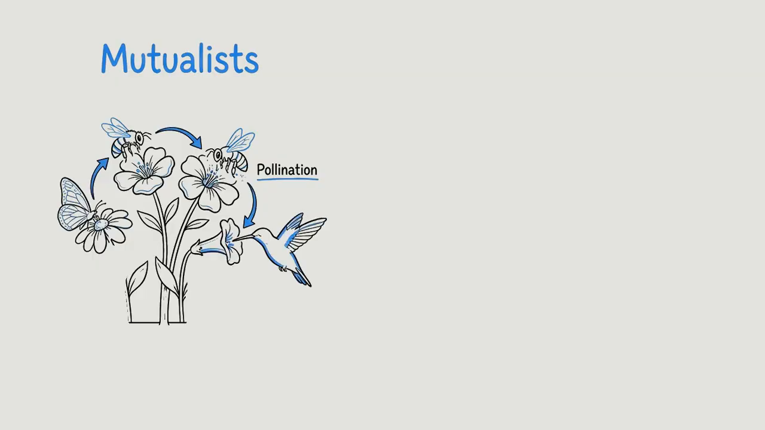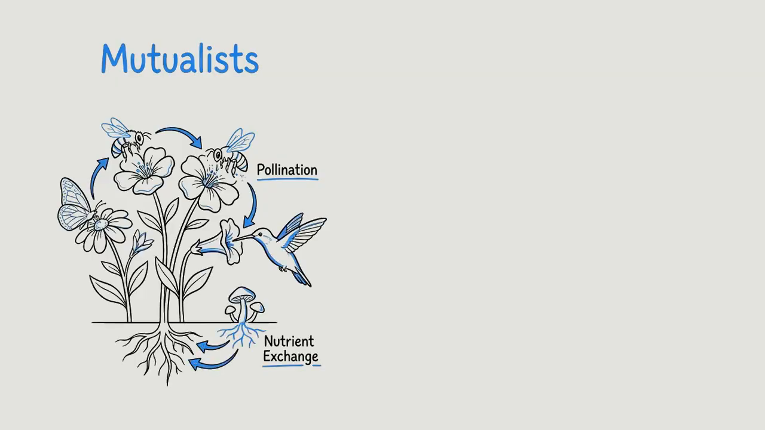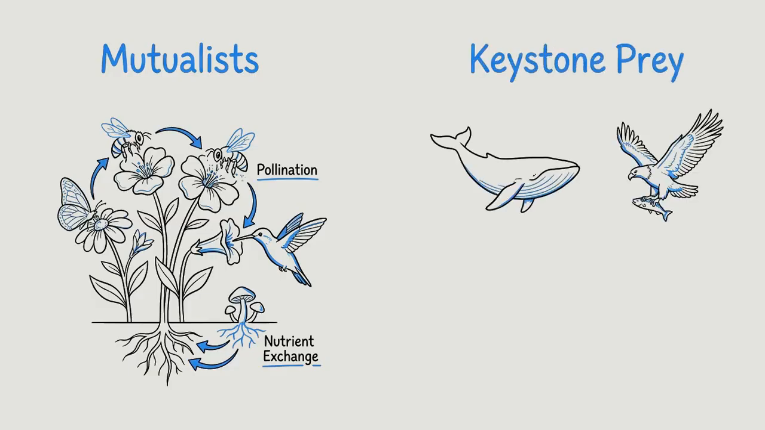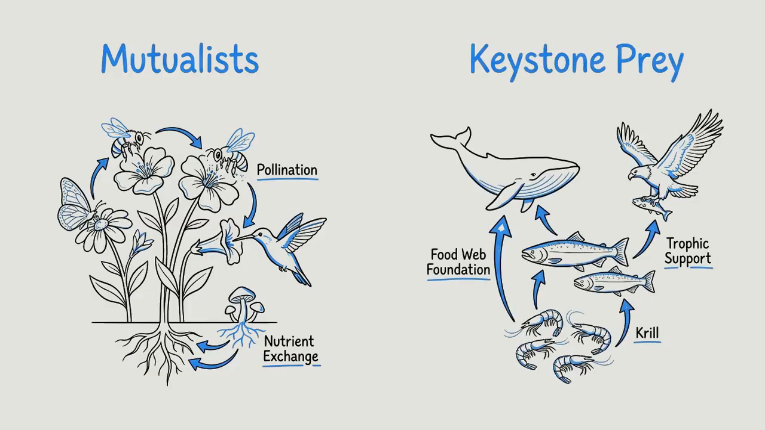Some keystone species are mutualists. Pollinators, for example, allow many plants to reproduce. Without them, plant populations decline, and so do the animals that rely on those plants. Others are keystone prey, like krill or salmon, which support many predators across the ecosystem.